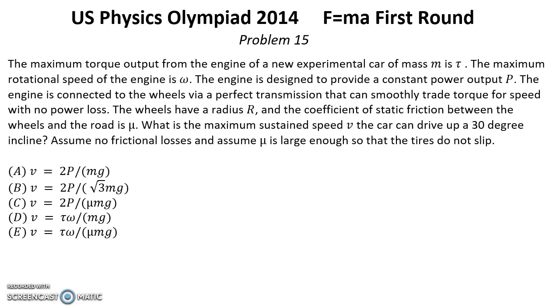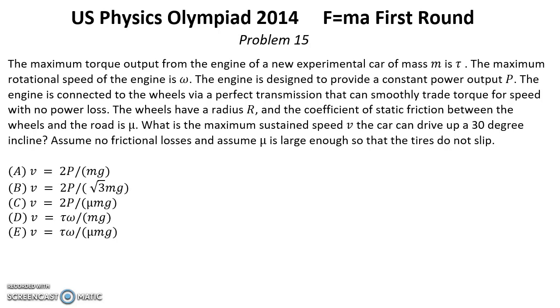power loss. The wheels have a radius r, and the coefficient of static friction between the wheels and the road is mu. What is the maximum sustained speed v the car can drive up a 30 degrees incline? Assume no frictional losses and assume mu is large enough so that the tires do not slip.